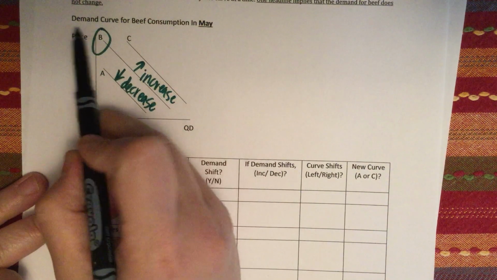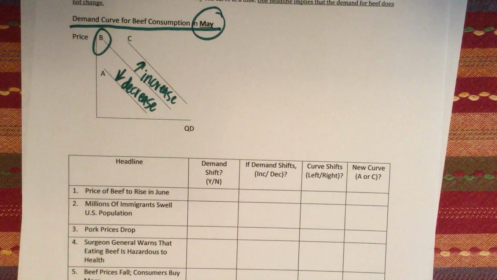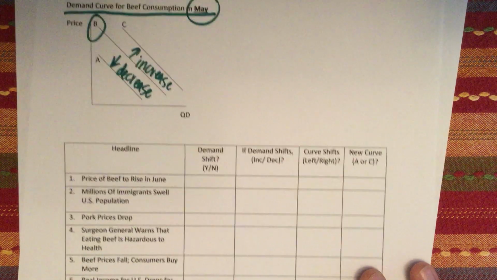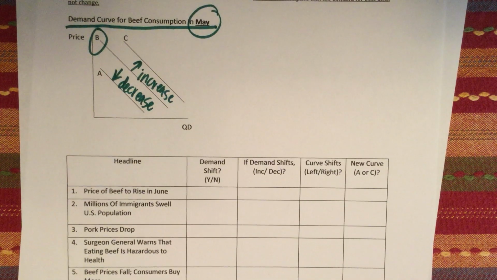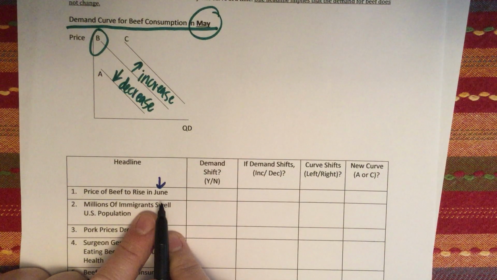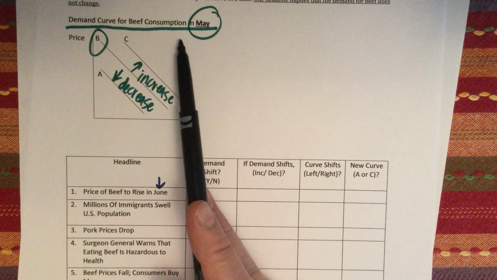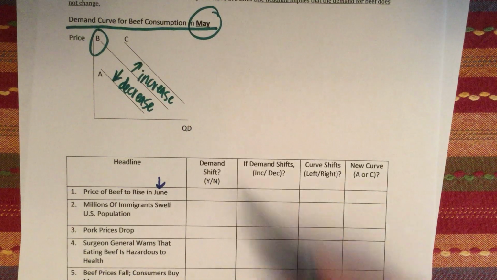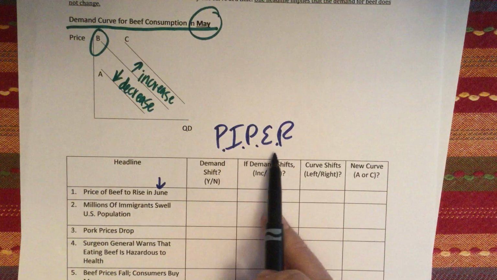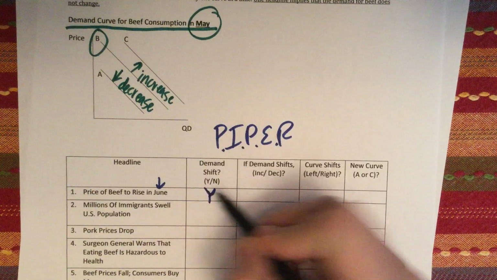And this is the demand curve for beef consumption as of May. That's important because of a change in expectations. So the first question is: price of beef is going to rise in June. That means that prices are going to go up later. It does affect demand, because it's not the price of the good that's changing, it's the expectation of the good. Remember again, PIPER. If expectations is changing, then yes, it's going to affect demand.